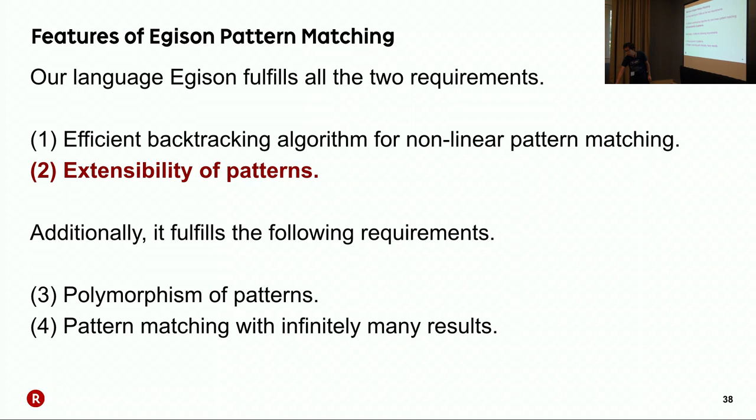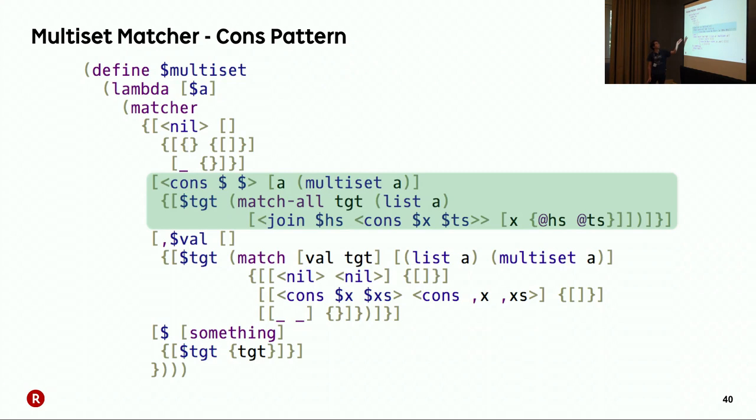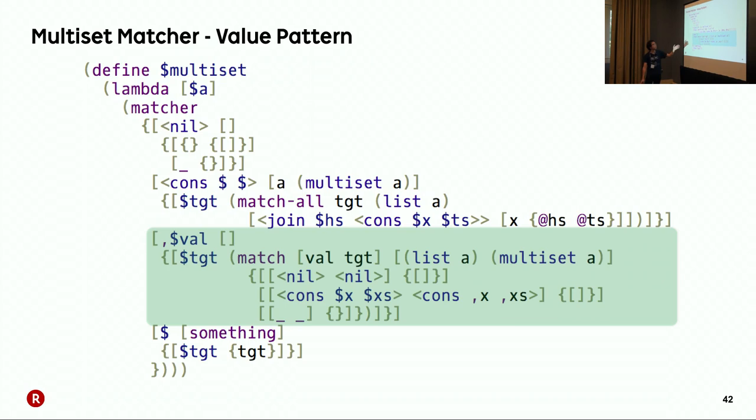Okay, I explained how Egison can extend its pattern matching. For example, this is a definition of the match set matcher. This part describes how we interpret the cons pattern for match set. Each part describes how to decompose patterns, matchers, and targets. It decomposes these things like this and recursively pattern matches for each part. This part defines how we interpret the value pattern. This defines equality for match set.